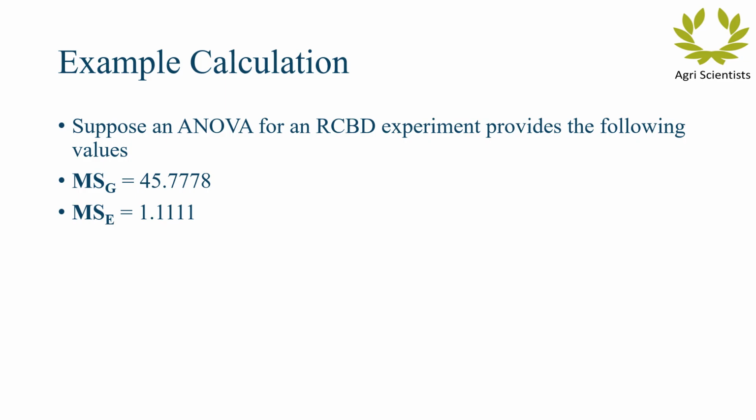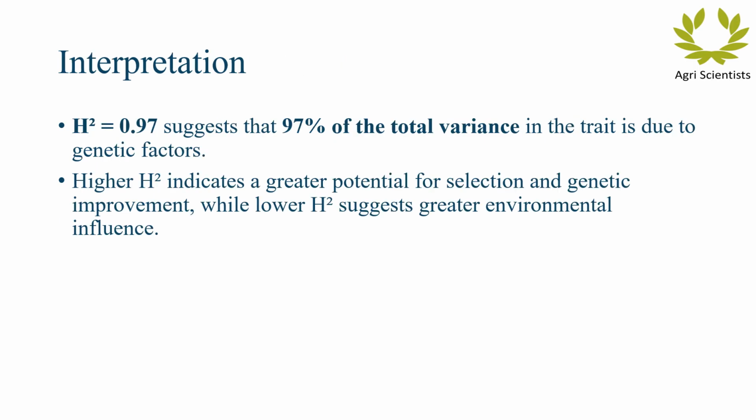Suppose an ANOVA for an RCBD experiment provides the following values: mean square genotypes equals 45.7778, mean square error equals 1.1111. Here, heritability suggests that 97% of the total variance in the trait is due to genetic factors. Higher heritability indicates a greater potential for selection and genetic improvement, while lower heritability suggests greater environmental influence.